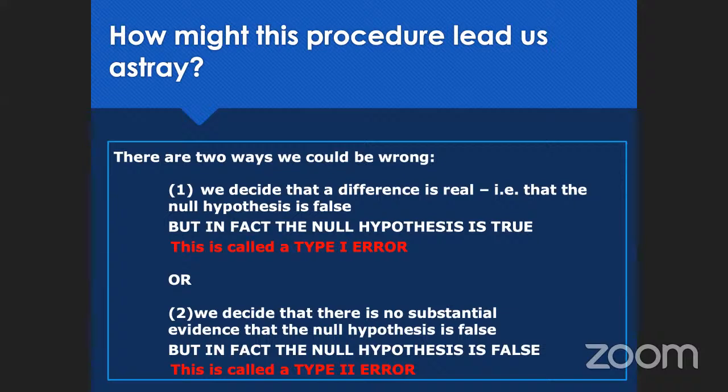While if we have decided that there is no substantial evidence that the null hypothesis is false, but in fact this null hypothesis is actually false, then this is referred to as a type 2 error.